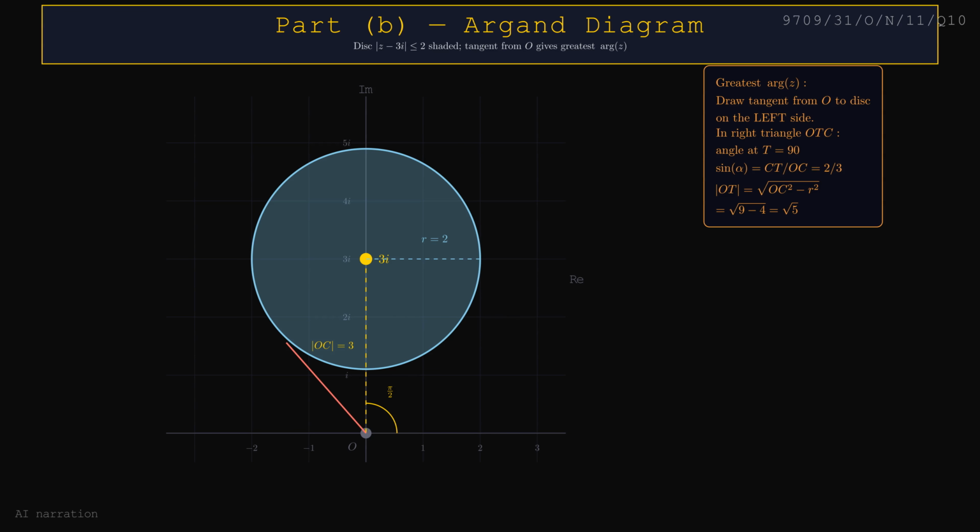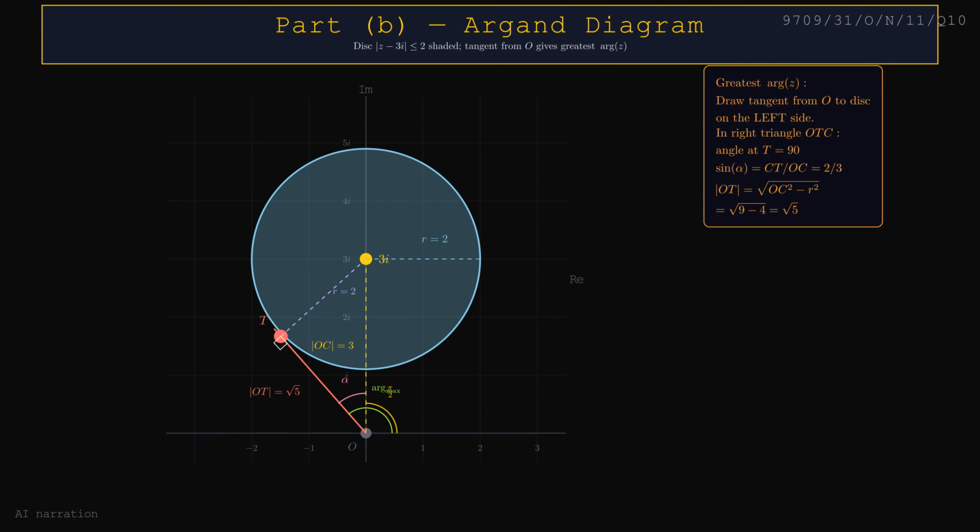Draw the tangent from O to tangent point T on the left. Draw radius CT perpendicular to the tangent. Right angle marker at T. Tangent length OT equals root 5. Mark angle alpha between OC and the tangent. Mark the greatest argument from the positive real axis to OT.